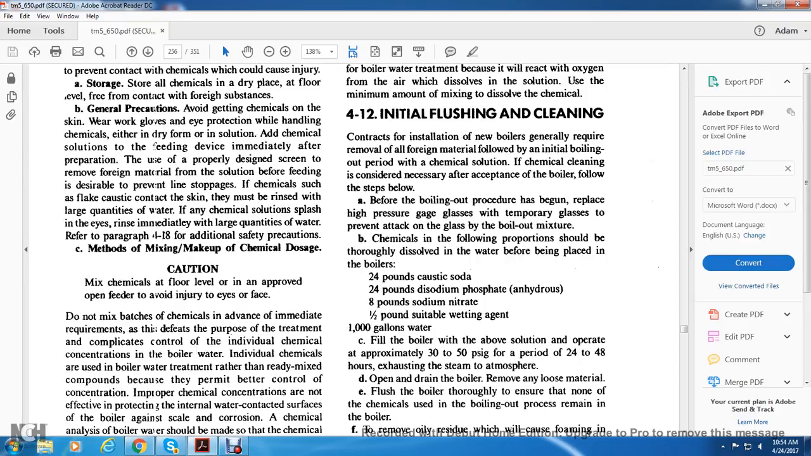A. Before the boiling out procedure has begun, replace the high pressure gauge glasses with temporary glasses to prevent attack of the glass by the boil-out mixture. B. Chemicals for the boil-out solution should be thoroughly dissolved with water before being placed into the boilers.